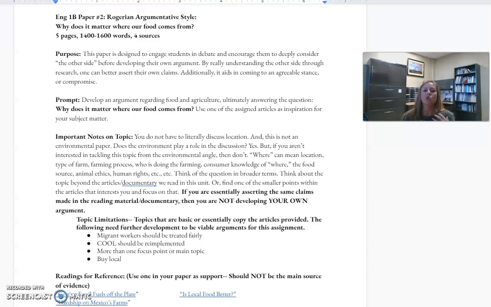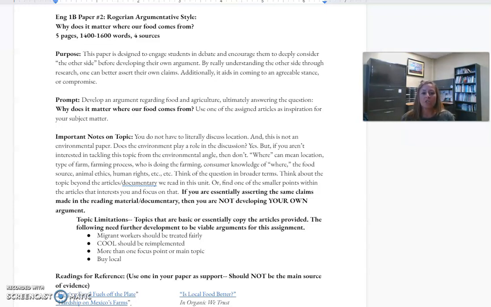I want you to deeply consider the other side of an argument before you develop your own argument. By really understanding the other side, we can not only strengthen our own argument, but we can also come to a place of agreement, of ultimately, compromise.